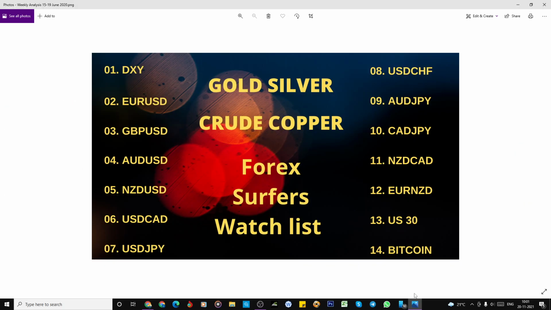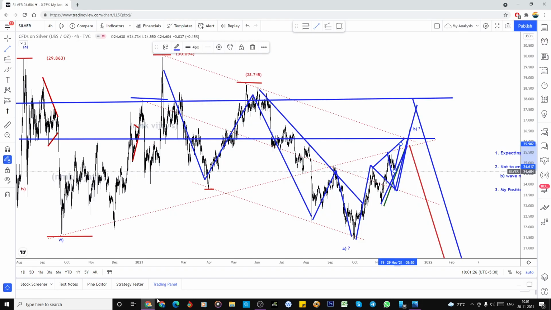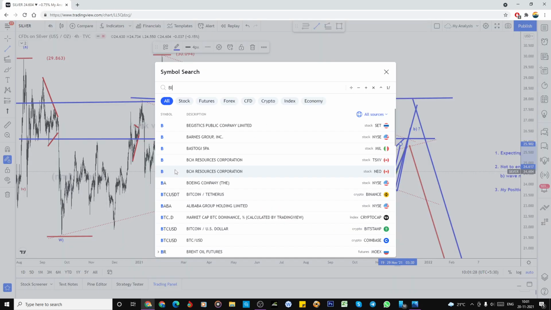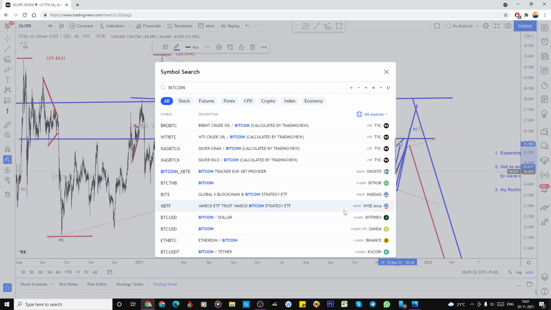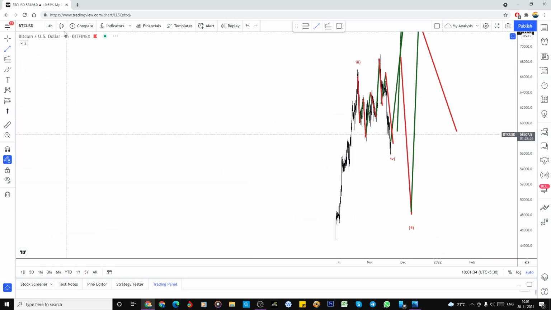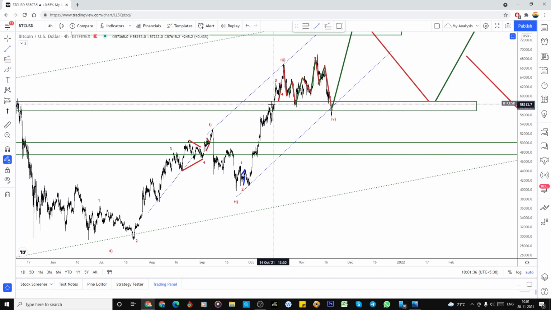Copper, yes, we already did copper. So Bitcoin, yes, Bitcoin, I am on the buy side. I forgot everything. Bitcoin, I informed that the buy zone has arrived.